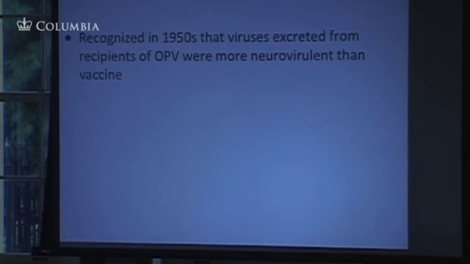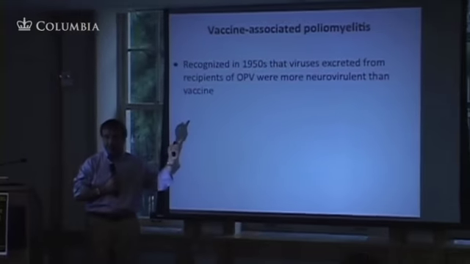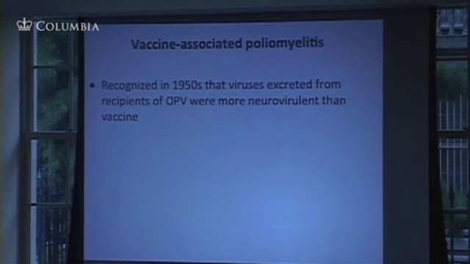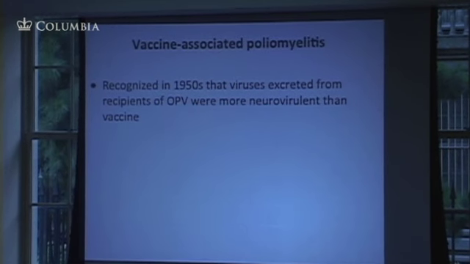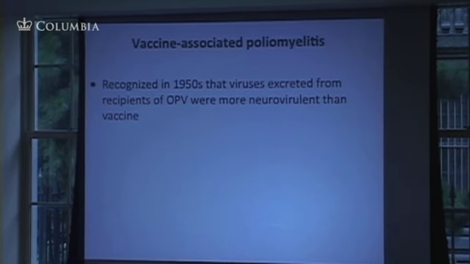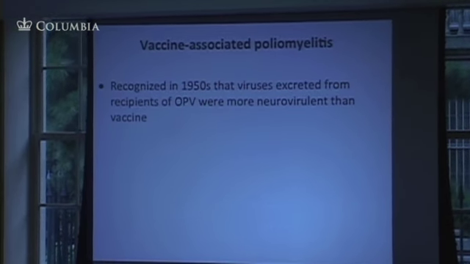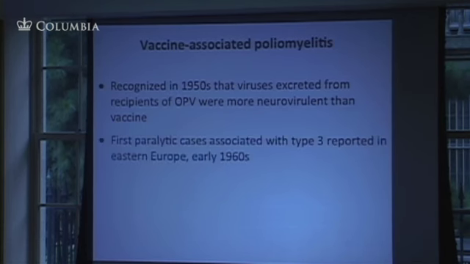Now, in the 1950s, when Sabin was first testing his vaccines in his first volunteers, what he would do, he would feed some volunteers his candidate vaccines, and then he would collect what came out in the feces. And then he would study that. And what he found, and others found, was that some people who received these OPVs excreted viruses that were more neurovirulent than what he put in. Neurovirulent meaning causing paralysis in monkeys. So that was the first clue that something was going on with these viruses as they replicated in the individuals.